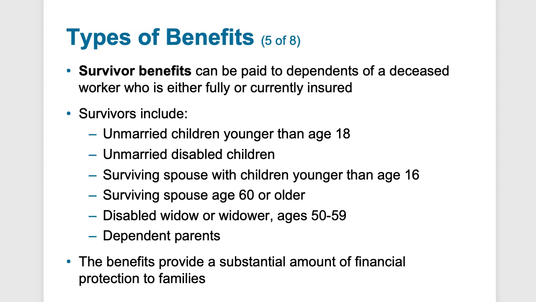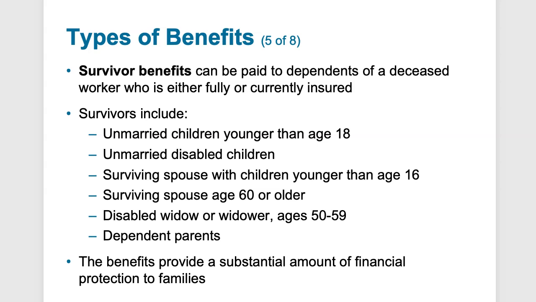Now, there's also what we call survivor benefits. So survivor benefits are, unfortunately, if somebody does die, the people who are left alive, say a person in the family dies, you could have dependents of the deceased worker who are going to be compensated or insured based on the survivor benefits. The groups that are included are unmarried children under 18, unmarried disabled children, surviving spouses with children under 16, spouses of age 60 or older, disabled widows or widowers between 50 and 59, dependent parents.